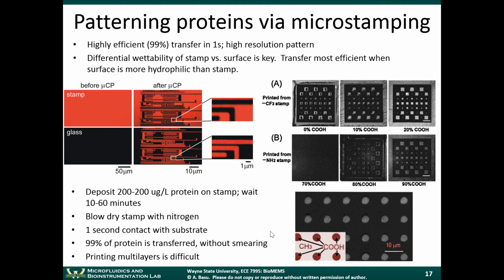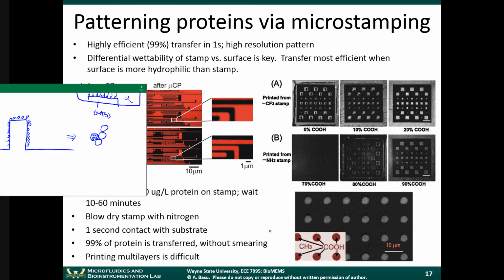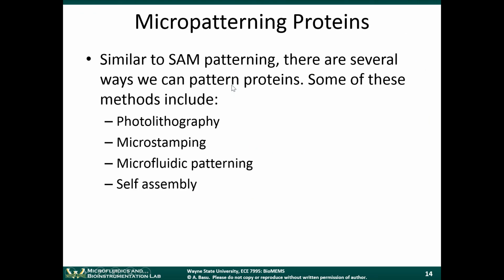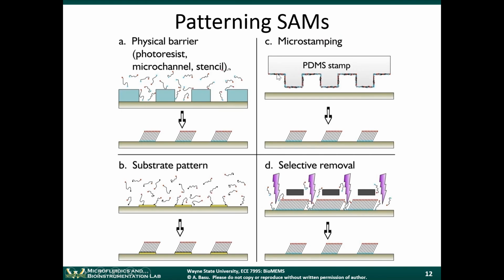A more straightforward way of printing proteins is through microstamping. This can be a very efficient way of patterning proteins. Remember, microstamping is where you took, well, I guess we don't have a diagram of it here. Oh yeah, we do. A few slides earlier. Yeah, with microstamping, you just coat a PDMS stamp with a certain protein, and then you press it up against the substrate that you want to attach the protein molecules to.